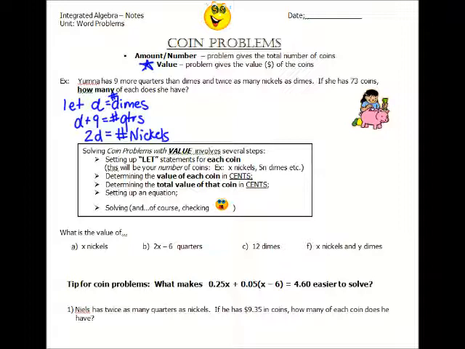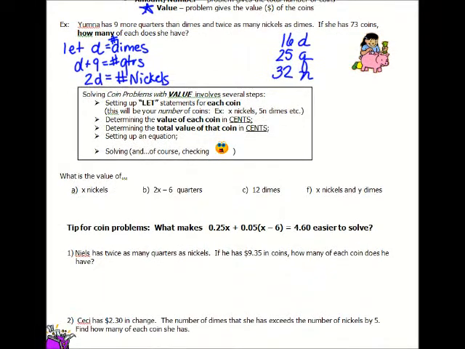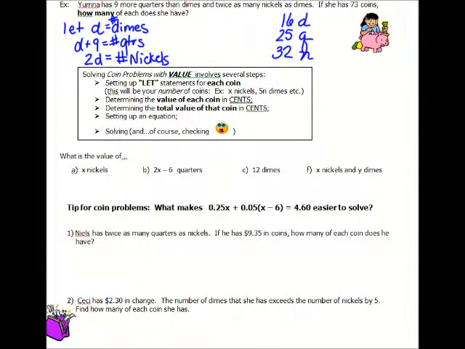And you can go ahead and do that. If you want to pause it here and come back and let me know what you got, that'd be great. You should have gotten 16 dimes, 25 quarters, and 32 nickels. Now, for the value one, you have to set up your let statements, and then you have to convert it over into coins and cents. I always do mine in cents versus using decimals. So then we solve and we check it.